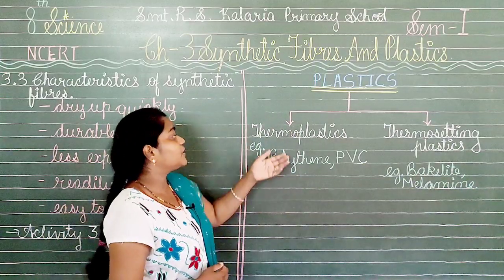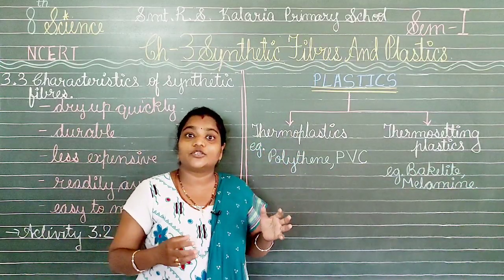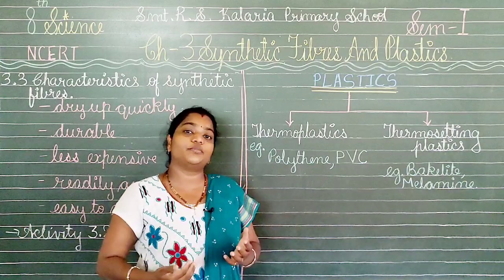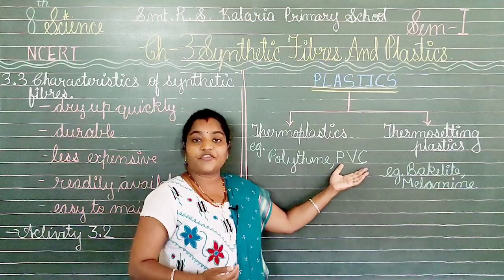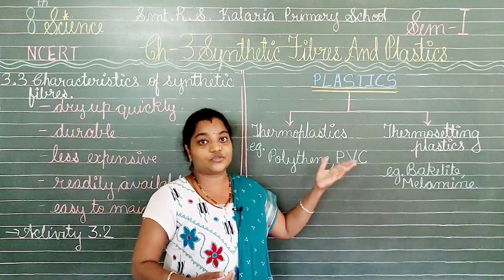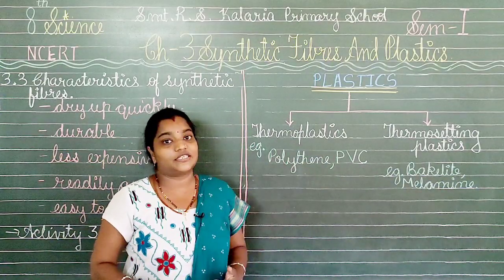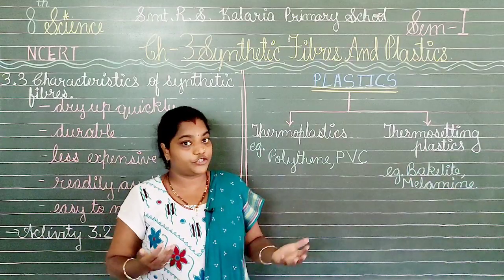Now, the plastics which can be changed by heating into different shapes are termed thermoplastics. The examples we have are polythene, PVC and so many others. So these are the beautiful plastics which can be molded into different shapes.